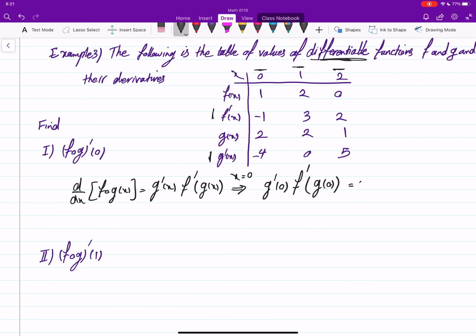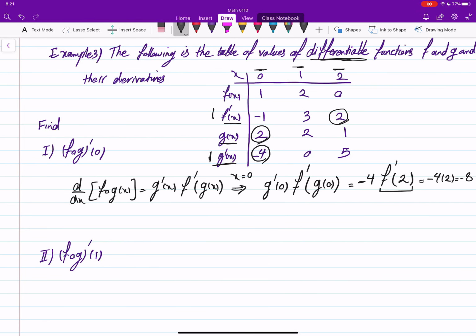Well, we know what g prime at 0 is. So g prime at 0 is -4 times f prime of, what is g of 0? This is g, and g at 0 is 2. Okay, I need to find one more value, and what is that? That's f prime at 2. So this is f prime at 2. It will give me 2, so it will be -4 times 2, which is -8.